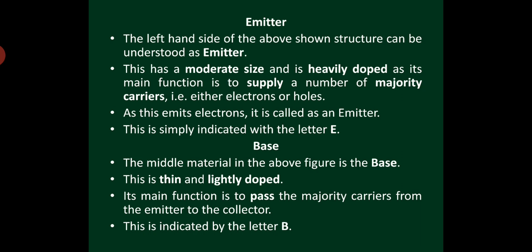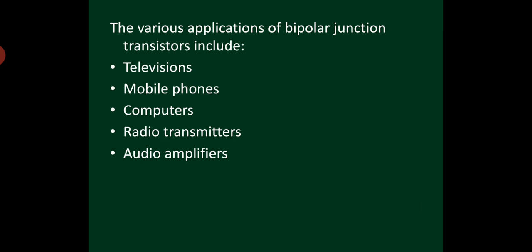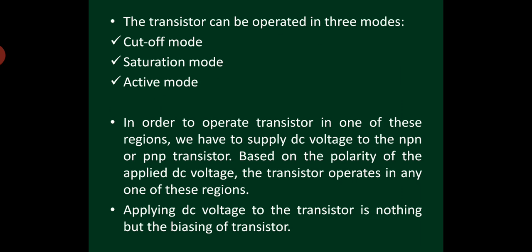What are the applications of transistors now? There are various applications of bipolar junction transistors. The main application is as an amplifier. It can be used in audio amplifiers, and it is also used in circuits of radio transmitters, computers, mobile phones, televisions, oscillator circuits, and they are also used as a switch in digital circuits. These are all applications of transistors.